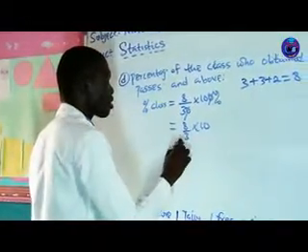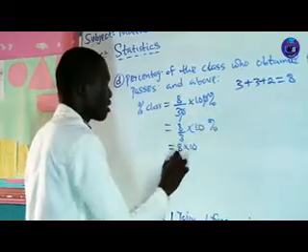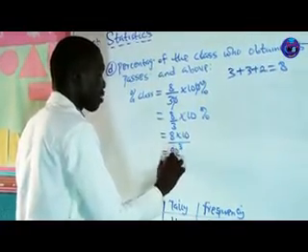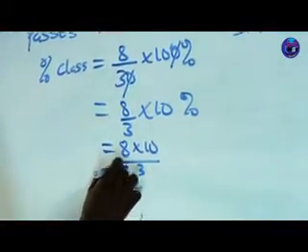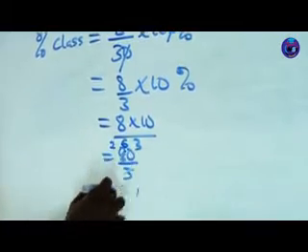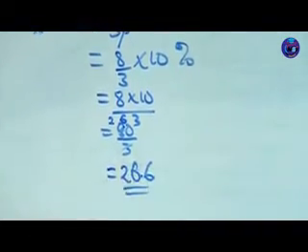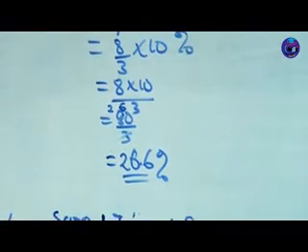So this will give us 8 times 10. Remember your percent. Divided by 3. This will give us 80 divided by 3. Okay, it will give us 26.6%. So our answer will be 26.6%.